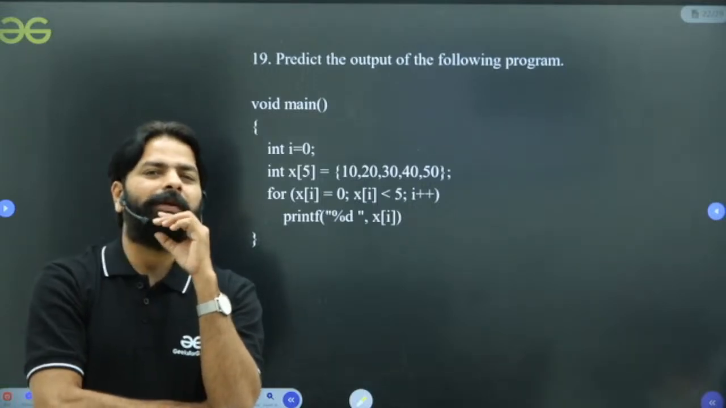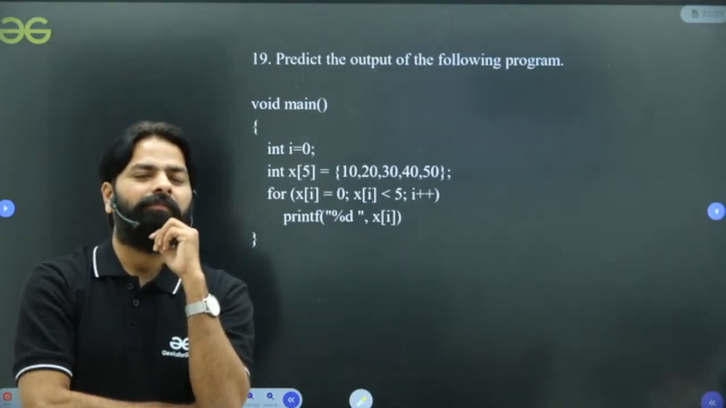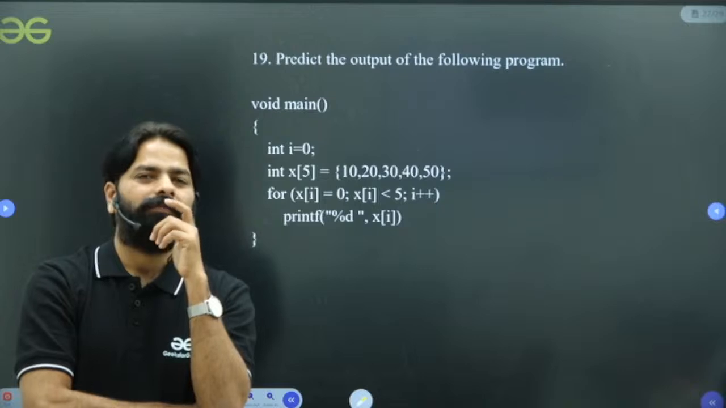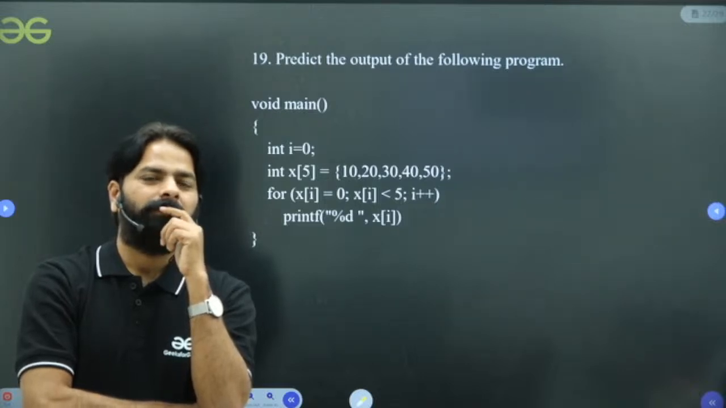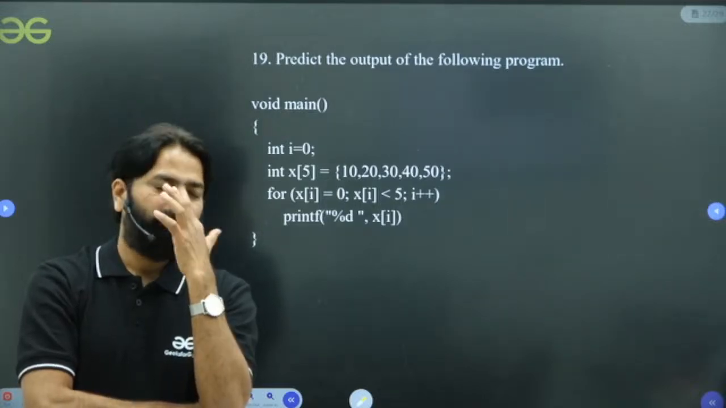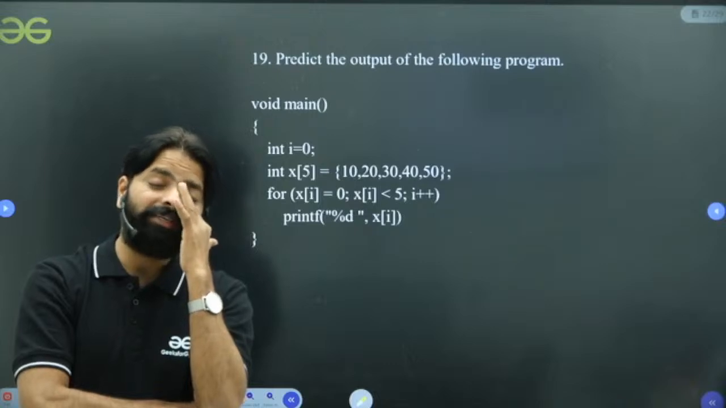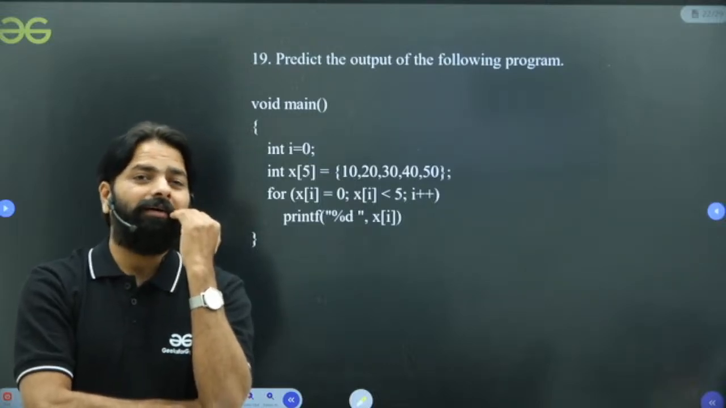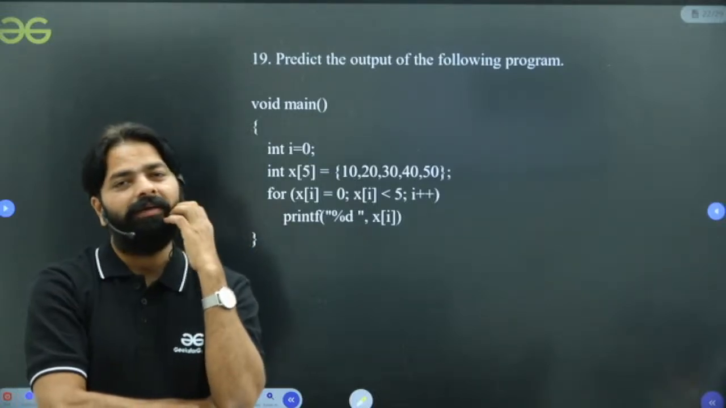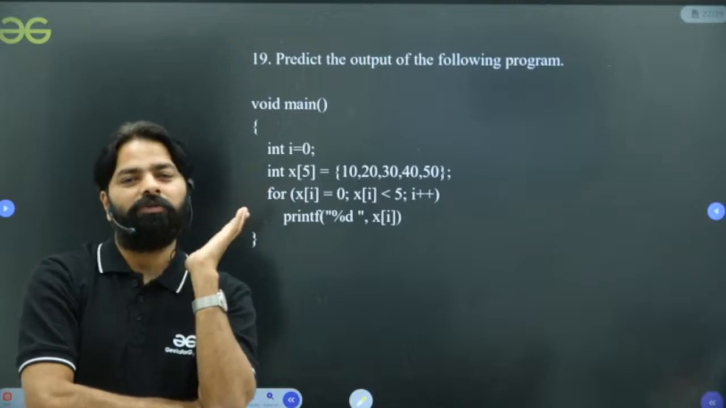Does it print 5 times or 1 time? If this is a numerical question, you should write how many zeros are printed. Okay, 1 zero is not the same as 4 zeros, like in mathematics.